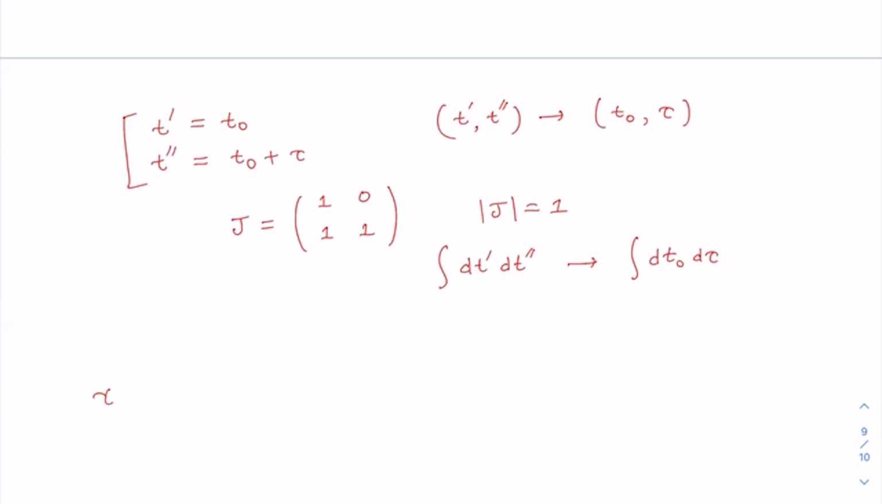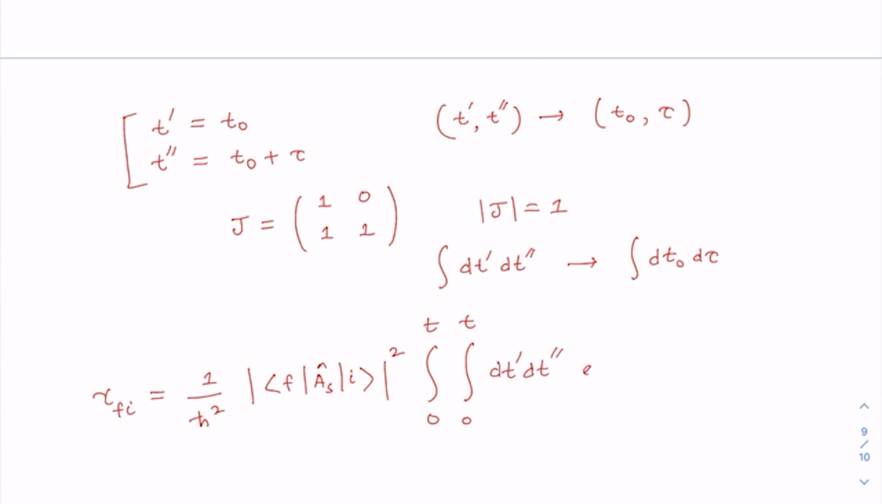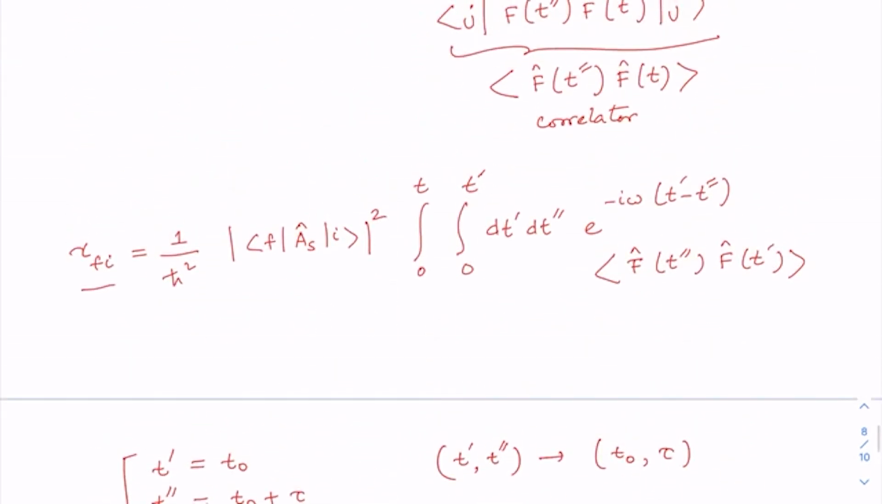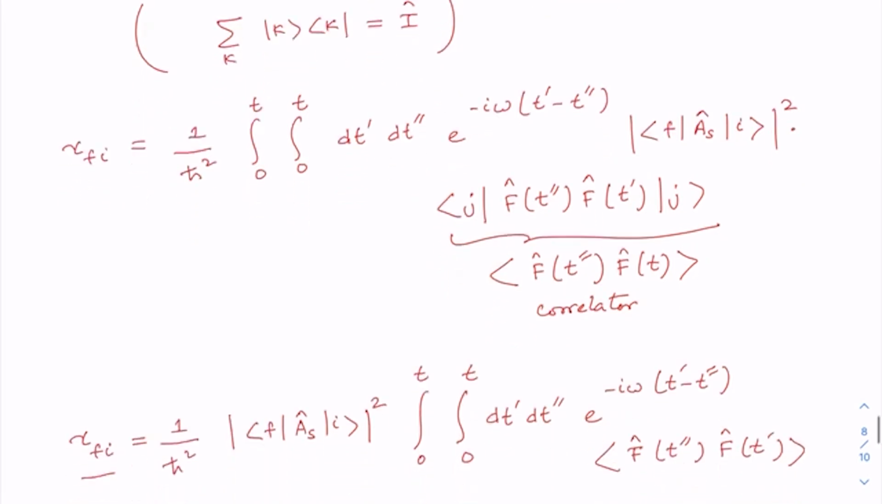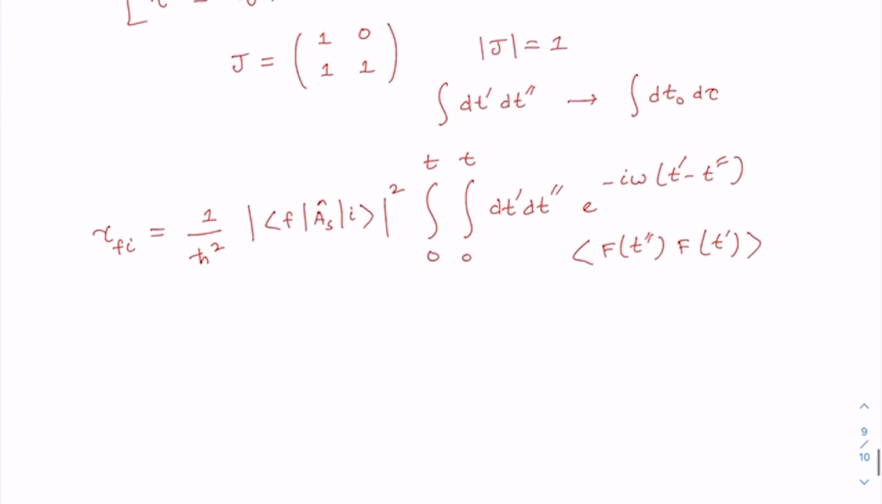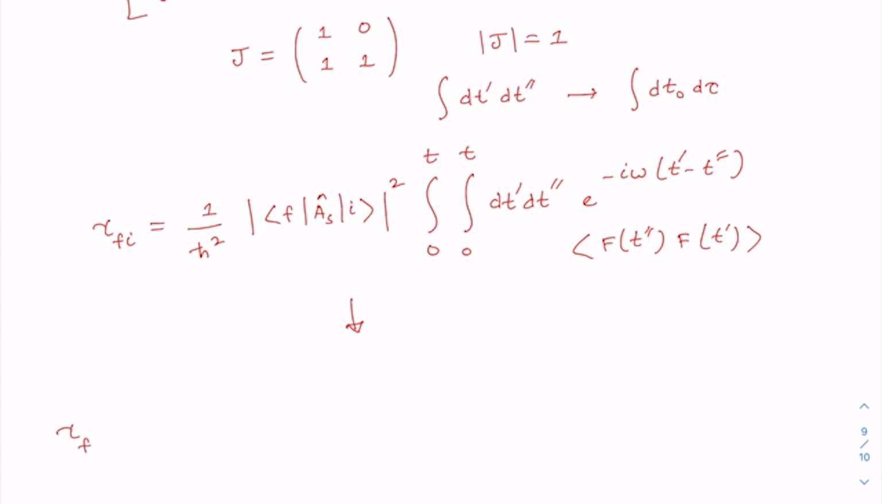Okay, so the expression gamma fi, which we have as 1 by h cross square, the matrix element for the system operator taking the mod square, and we also have the double integration from 0 to t and 0 to t, dt dash dt double dash e to the power minus I omega (t dash minus t double dash) f(t double dash) f(t dash). I think I made a mistake earlier in the limit here. Here the limit should be to t, not t dash, so please make that correction.